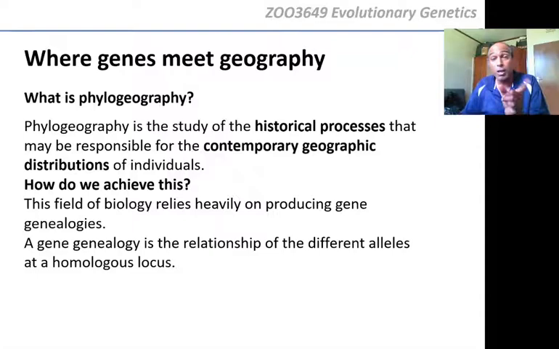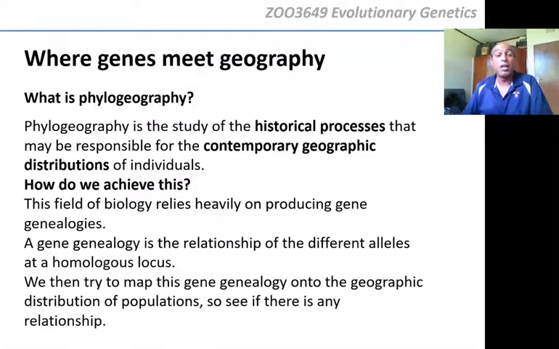Okay? Because we must have homologous sites. We can't make a tree from something which is not homologous. Otherwise, we're going to make the wrong tree. Remember, if we use analogous characters to make a tree, we're going to get the wrong tree. Okay? And once we make the tree, we map this tree, this genealogy, onto the geographic distributions and see what relationships there are and what relationships we can explain.